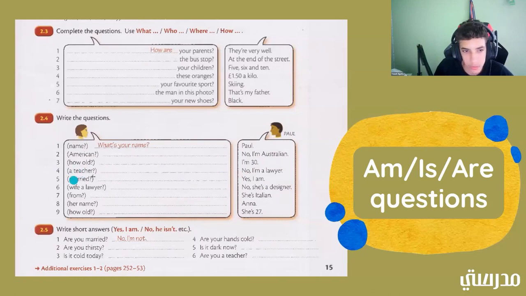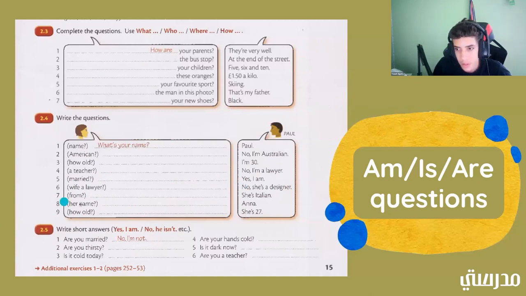Okay, now we have a teacher. All right, good answer. Are you a teacher? And then he says, no, I'm a lawyer. Then it says married. So how would we ask him if he was married? Are you married? Good job. And he says, yes, I am. And then the person asks, wife a lawyer. So how would we ask if his wife is a lawyer? Is your wife a lawyer? And then he would say, no, she's a designer.